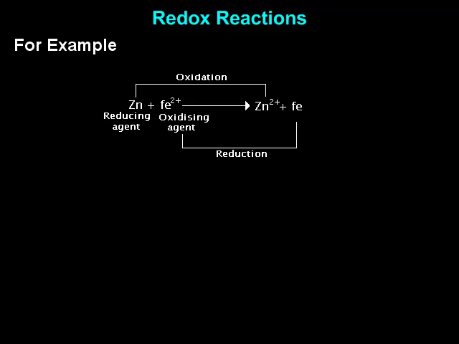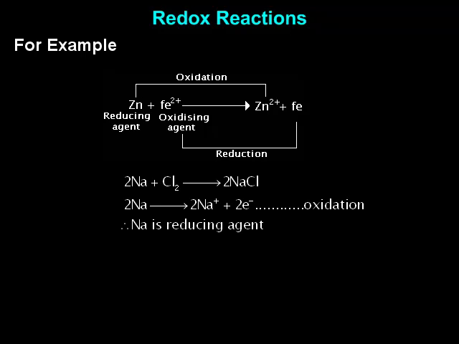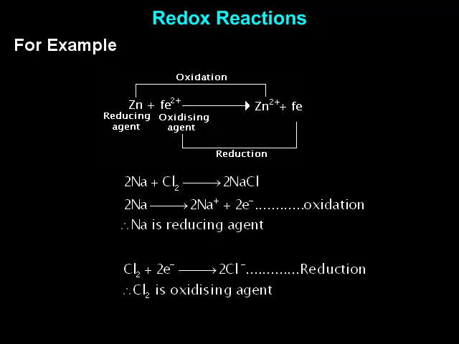For example, Zn plus Fe2+ gives Zn2+ plus Fe. 2Na plus Cl2 gives 2NaCl. 2Na gives 2Na+ plus 2 electrons. Therefore, Na is the reducing agent. Cl2 plus 2 electrons gives 2Cl-. Therefore, Cl2 is oxidizing agent.